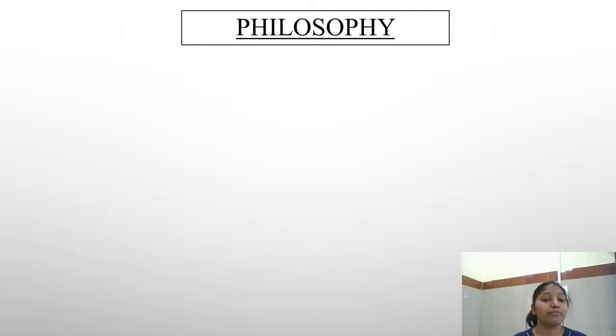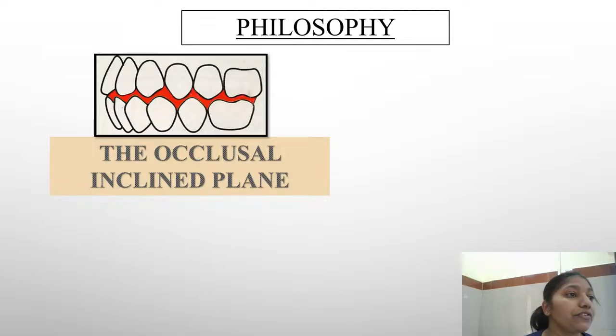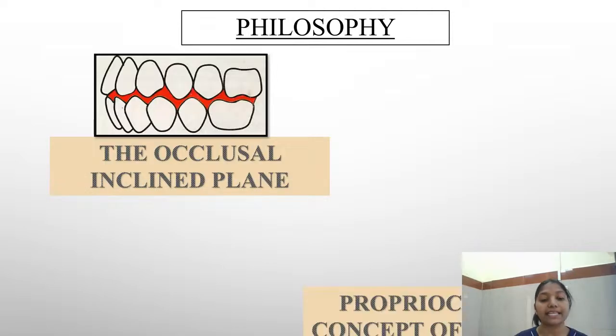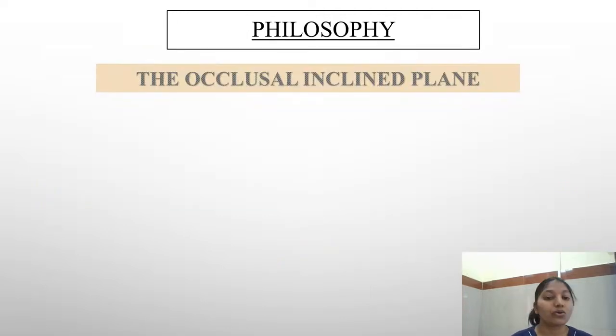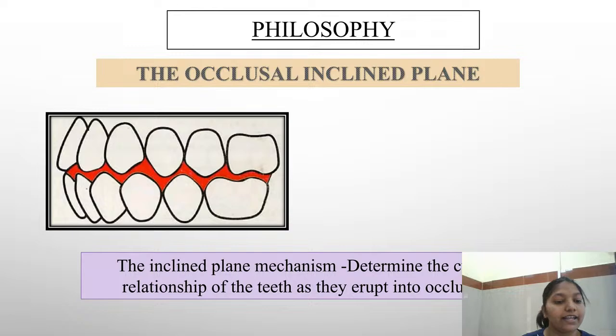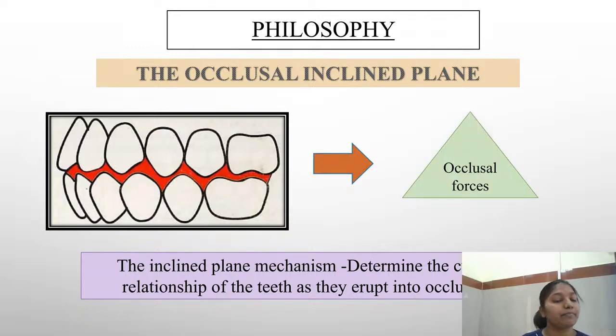What is the philosophy of this appliance? There are two concepts. One is the occlusal inclined plane, and the second is the proprioceptive concept of growth. The occlusal inclined plane plays an important role in determining the cuspal relationship of the teeth as they erupt into occlusion. They produce occlusal forces which are transmitted through the dentition to the supporting tissues and help in the development of the supporting structures.